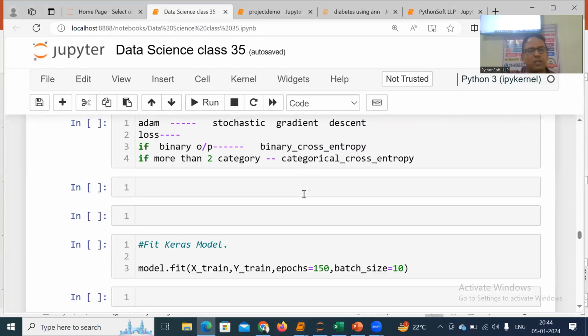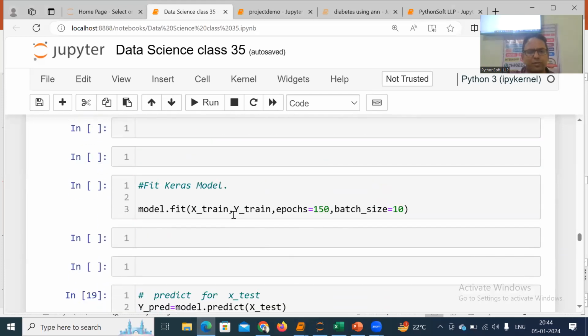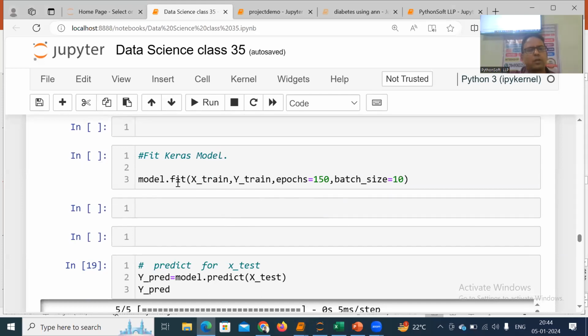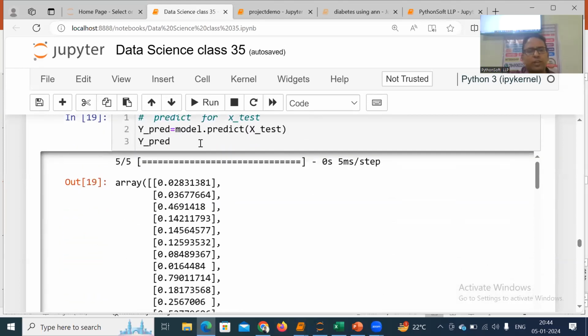Then finally, after this, we also have to find out accuracy. Then fit the model, then train the model. To train the model, you have 150 data. The model is trained. After the model is trained, you test the model.